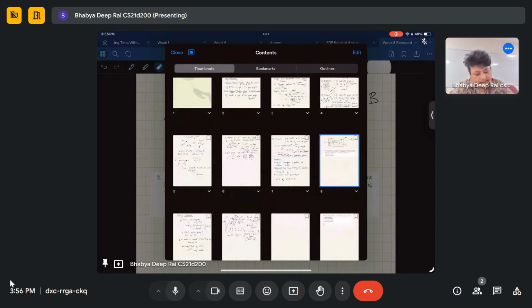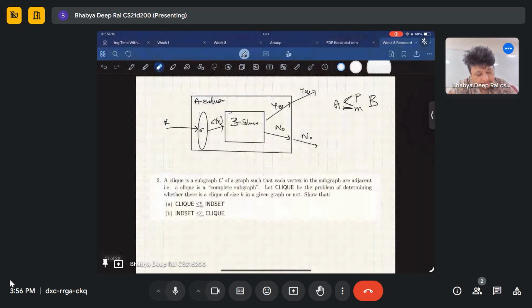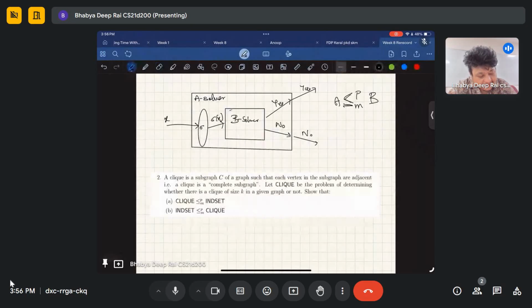Reduction. So what it means is, if I want to build an algorithm that solves a problem A, then what I can do is I can take an algorithm that solves B, I can transform the problem, and if B says yes, then A will say yes, and if B says no, then A will say no.